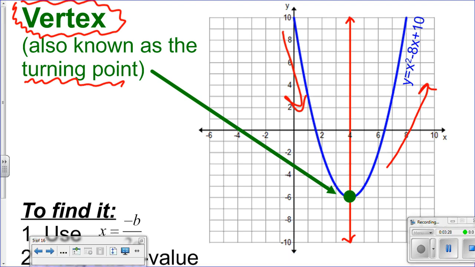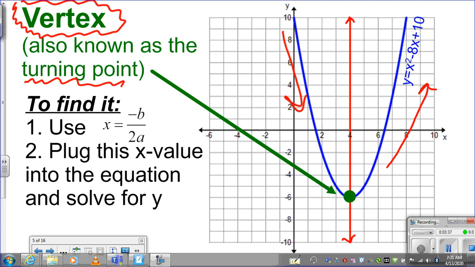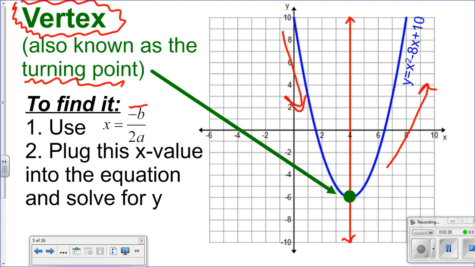So now, in order to find that vertex, first thing you need to do is find your x value. You're going to find your x value using your axis of symmetry formula. Once you have that x value, you're going to plug that x value into the equation, and you're going to solve for y, and that's going to give you your x value and your y value.